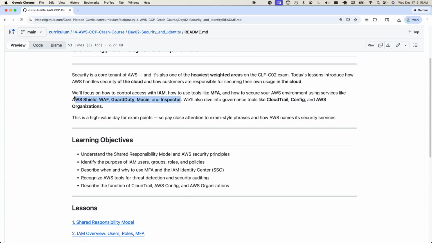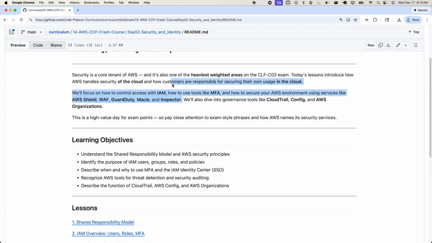So there's no way around the flashcards and the memorization and the taking notes to get this stuff to stick into your brain. Because some of these things you can play around with and you'll see. And the Cloud Quest game is great for that. Some you won't. And then we'll talk about what's called governance tools.